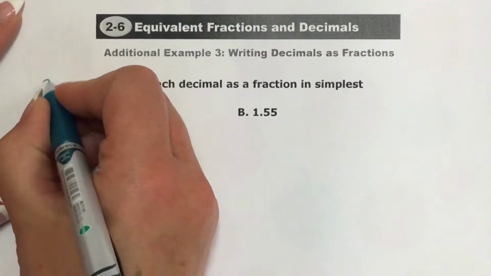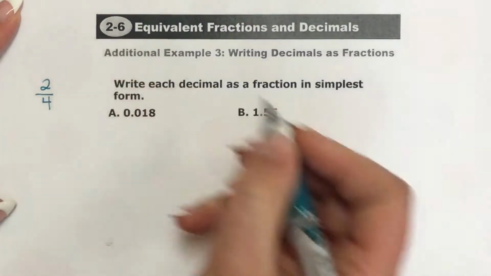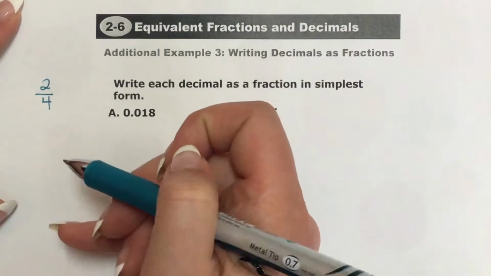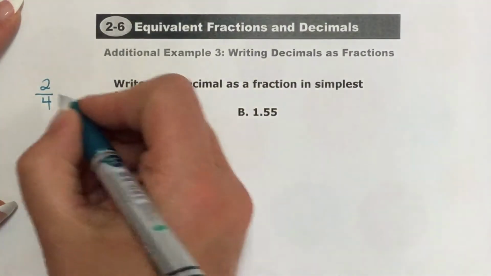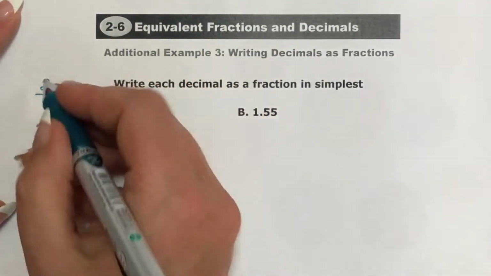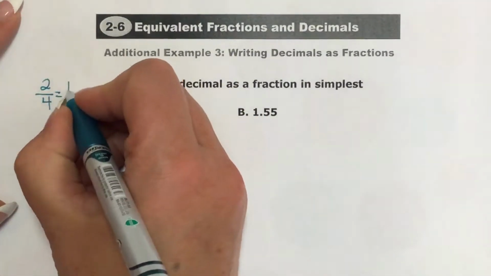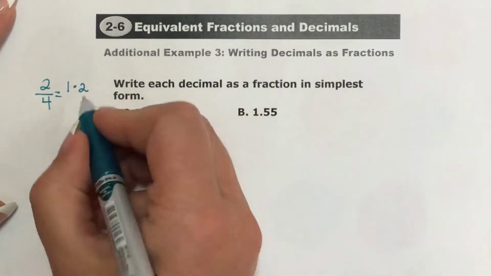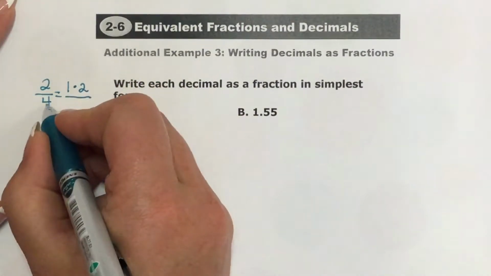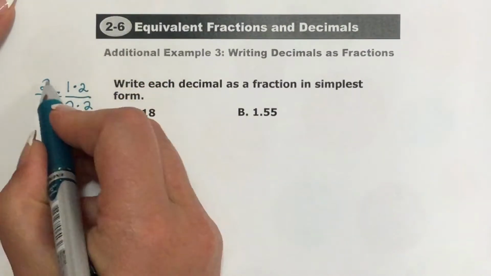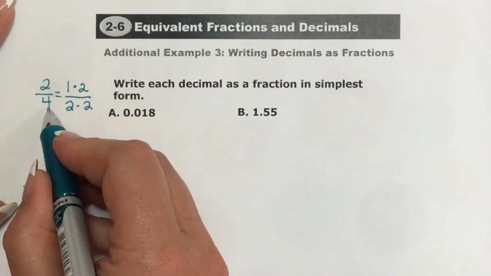Let's look at the fraction 2/4. I'm going to write both of these numbers in a different way. 2 is the same thing as 1 times 2. Do you agree? Okay, good. And 4 is the same thing as 2 times 2. So 1 times 2 is 2, and 2 times 2 is 4.